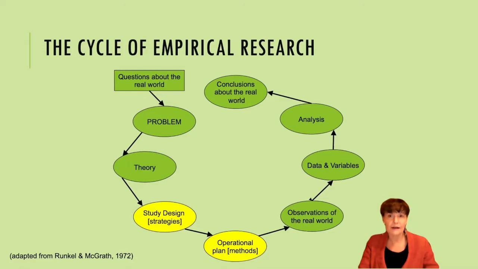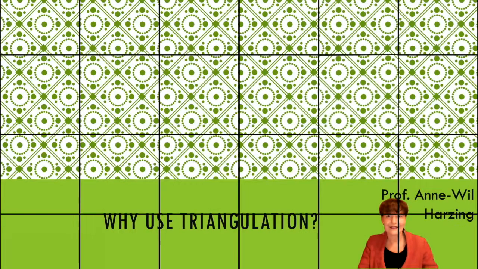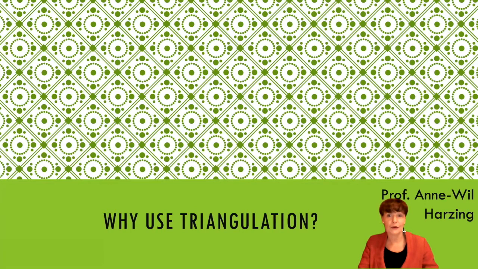Remember this one? This is the cycle of empirical research. We discussed it in the first session on literature reviews and showed how doing a rigorous literature review is important for nearly every step of the empirical research cycle. Today, we'll be specifically talking about two steps, the study design, or rather the research strategies, and how to operationalize these research strategies in terms of methods. Okay, so on to the first session.